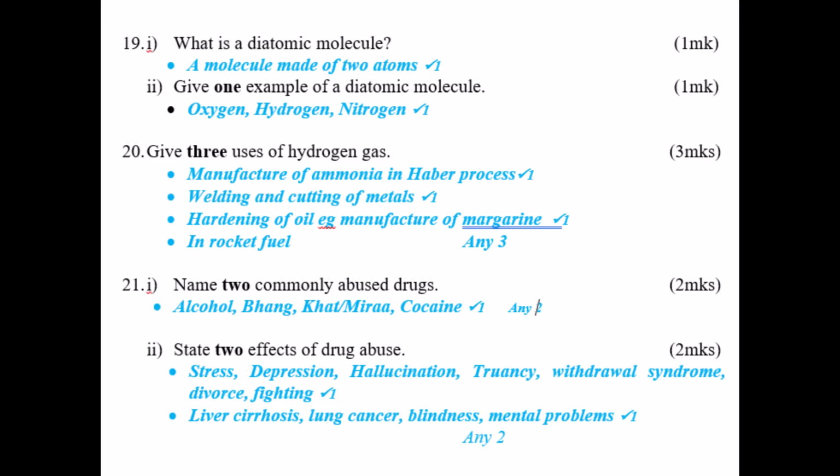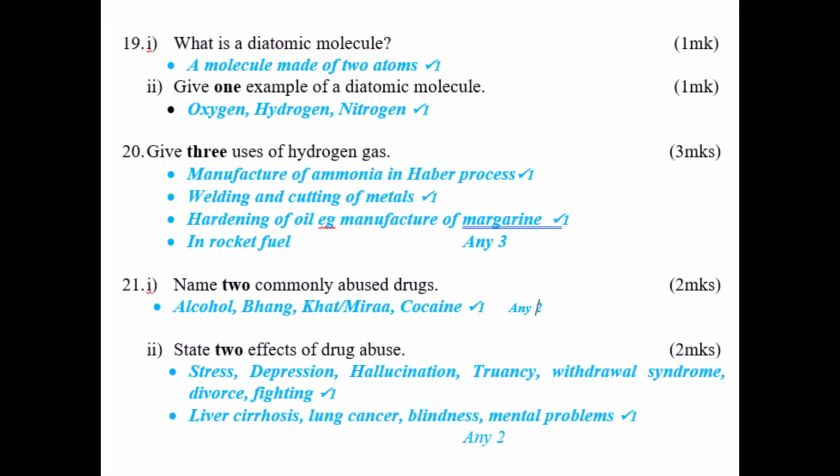Two commonly abused hard drugs. We have alcohol, the bhang, the miraa, or what you call the khat, cocaine, among others. Two effects of drug abuse. Remember, these are quite a number. The drug abuse effect can range from health, socio-economic, or any other approach. If it is social, basically hard drugs can cause stress, depression, hallucination, truancy among youths, withdrawal syndrome, divorce among couples, fighting, and many others.